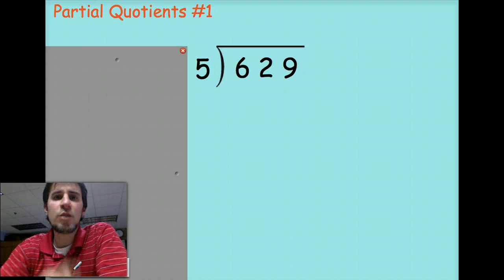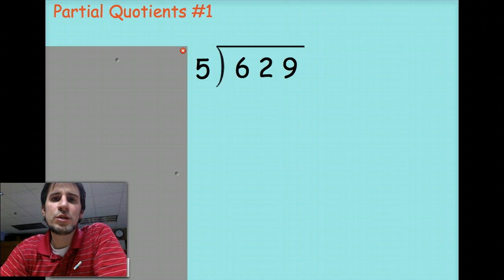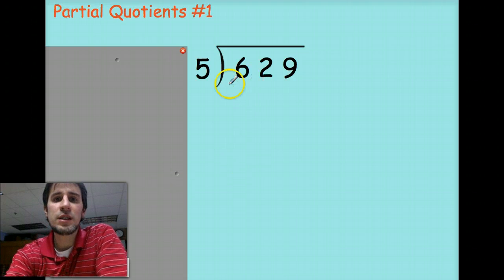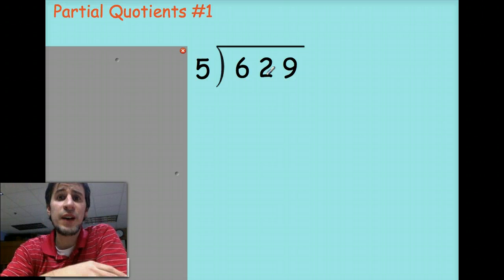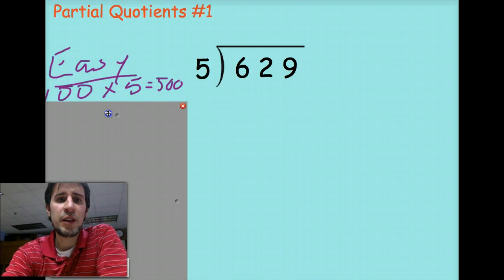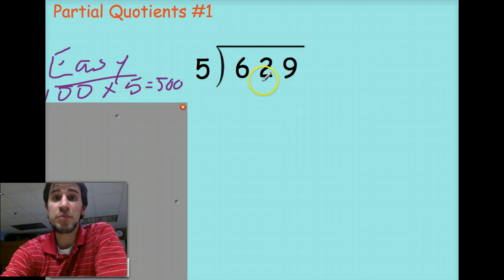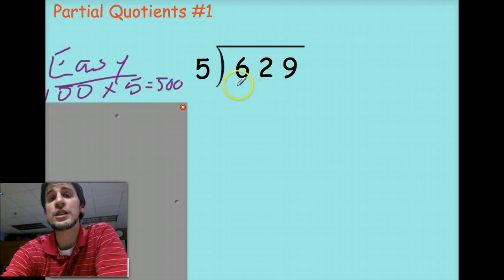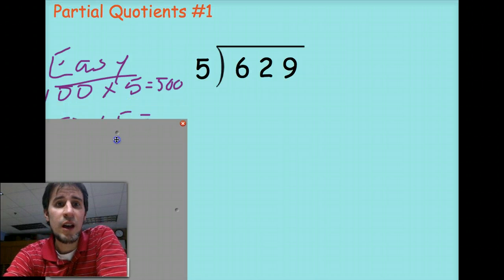So the first thing you want to do when you're looking at partial quotients is to think of nice, easy numbers, because I want to take this large number and think of how many groups of 5 I can break it down into. So the first thing I might think of is 100 fives. 100 times 5 is going to be 500. I could probably take it away from this big number, and you're going to see how that works shortly.